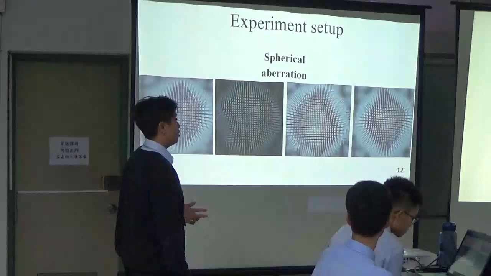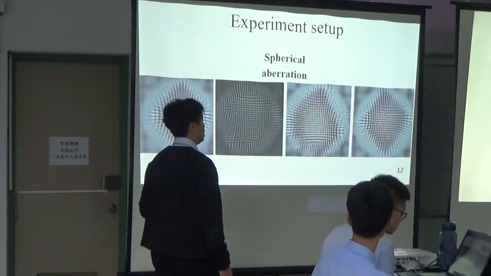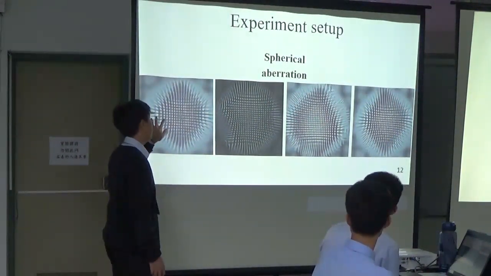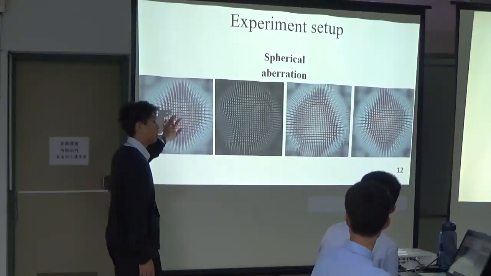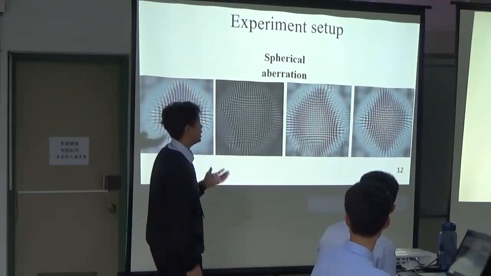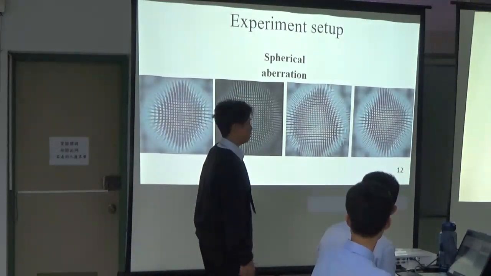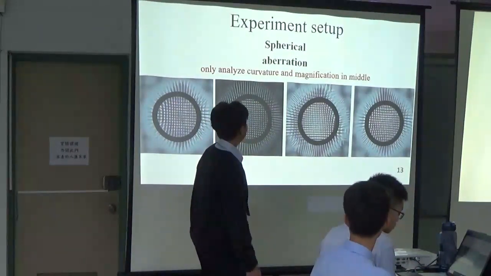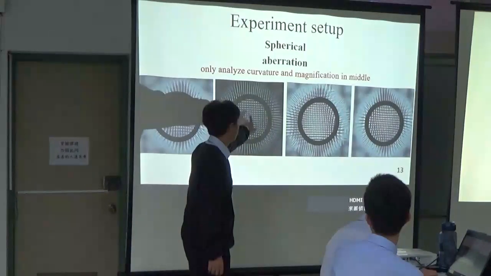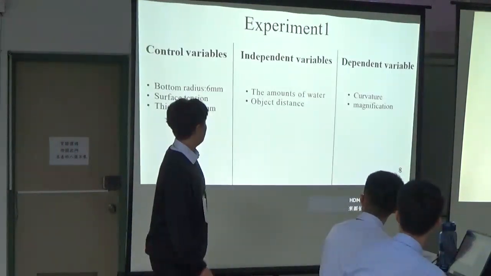During the experiment, we met a serious problem called spherical aberration. In a droplet, the outside focal point is different from the inside focal point. So we cannot observe the magnification outside because it's blurry. We just analyze the curvature inside and the magnification in the middle. In this one, you can see there's less spherical aberration.